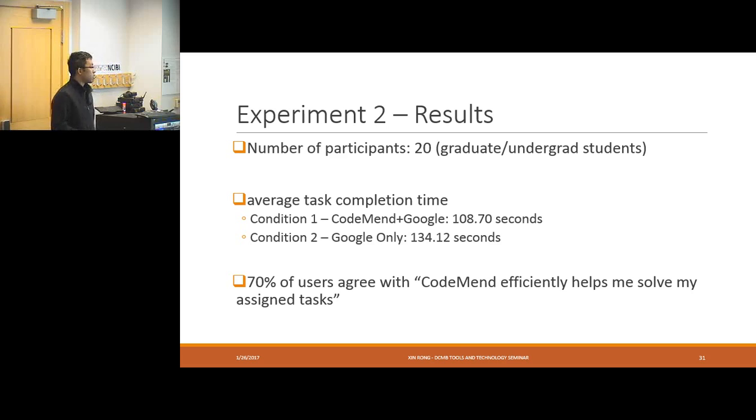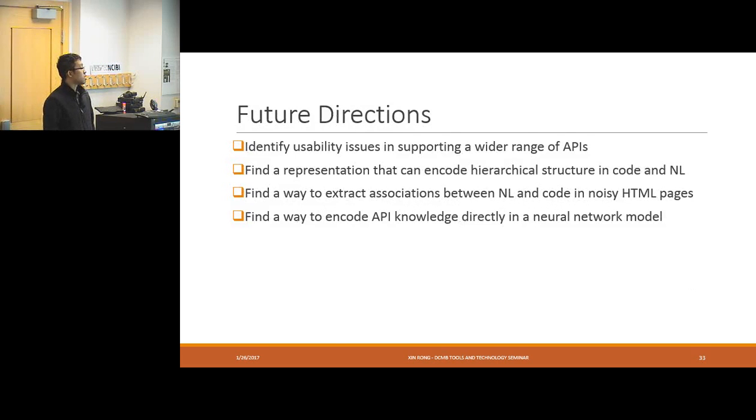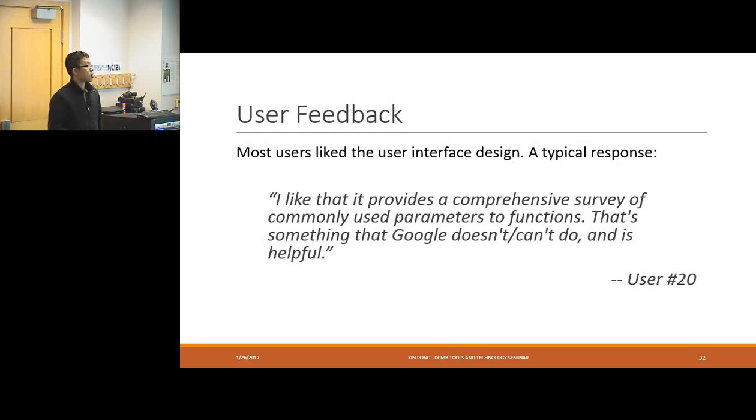And in the post experiment survey, 70% of the users agreed with the statement that CodeMan efficiently helps me solve the assigned tasks. And we also collect some open-ended feedback, and this kind of feedback is very dominating the pool of feedbacks we obtained. The user says, I like that it provides a comprehensive survey of commonly used parameters to functions. It really helped me with navigating the parameter space. It's something that Google doesn't or can't do, and is helpful. So we think this is very encouraging, that the user likes this function design.